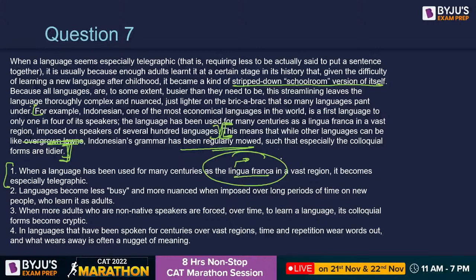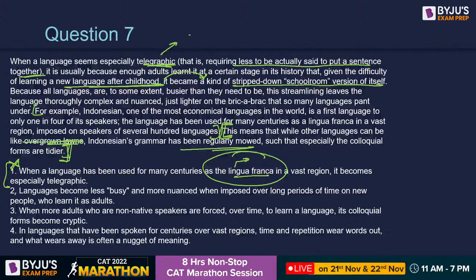The reason is that people have learned it later in their lives. They have learned it after childhood, and that's why it became a stripped down version of itself. It became telegraphic, just like we write less in a telegram. Telegraphic means that less is to be actually said to put a sentence together. We say much less to put a sentence together. So this is not the reason.